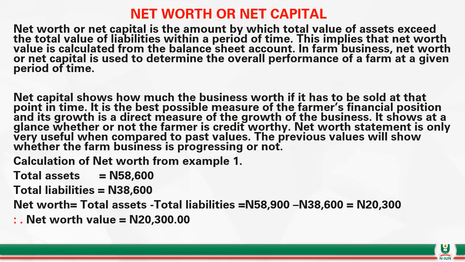So, in real terms, net worth or net capital is the amount by which the total value of assets exceeds the total value of liability within a period of time. That is what we calculated so far. This implies that net worth value is calculated from the balance sheet account. In farm business, net worth or net capital is used to determine the overall performance of a farm at a given period of time. Then we also have net capital.